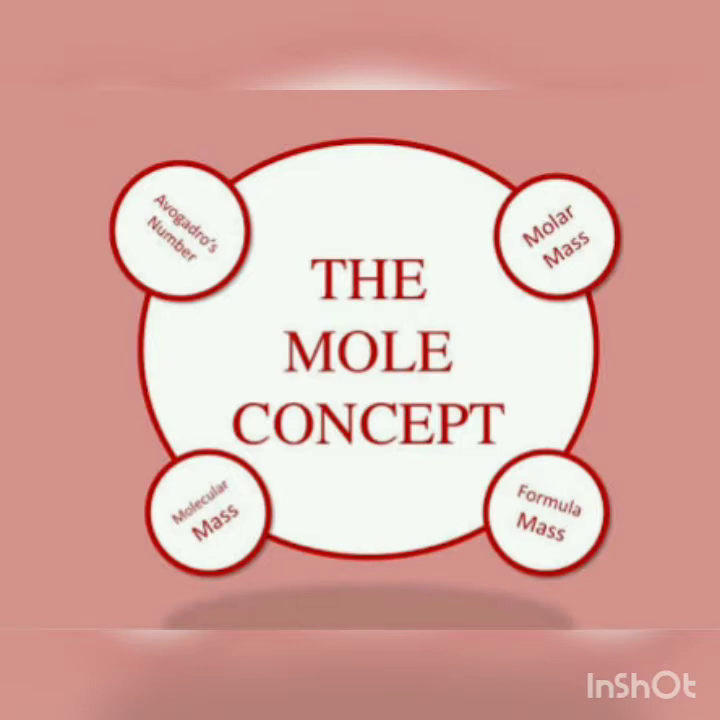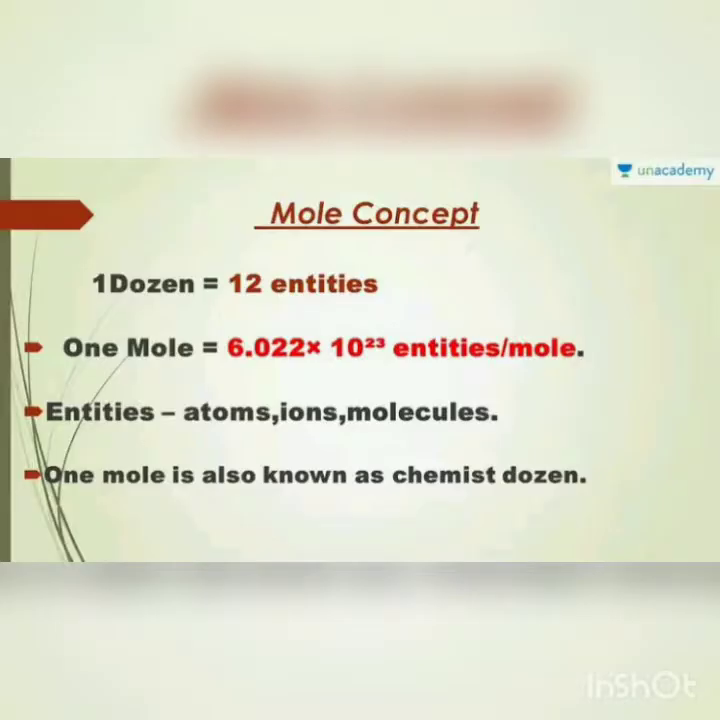Scientists count atoms and molecules by weighing them. It's been found by performing different experiments that if we weigh an element equal to its atomic mass in grams, that is gram atomic mass, then it contains 6.022 into 10 raised to the power 23 atoms of a particular element.